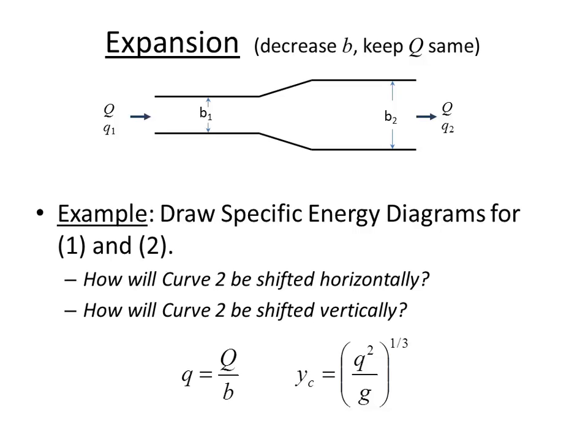In this case, we've got an expansion. We just finished talking about a contraction and how that shifts the specific energy diagram. I'd like you to go through the logic and try and figure out, if you make the channel wider, how is that going to change the specific energy diagram? The same sort of step-by-step logic of considering the flow per unit width, consider the critical depth, consider E minimum. What will the new specific energy diagram look like? Sketch that down on your page.